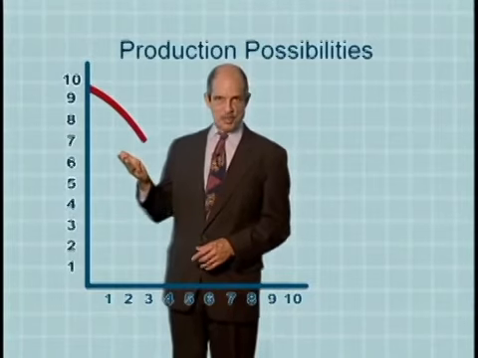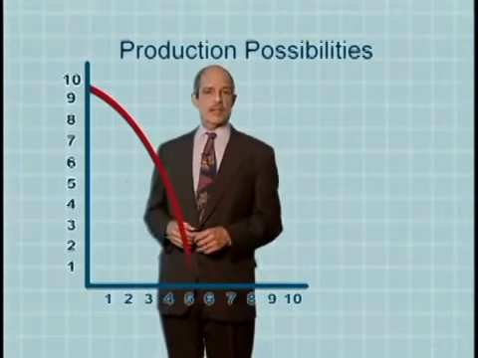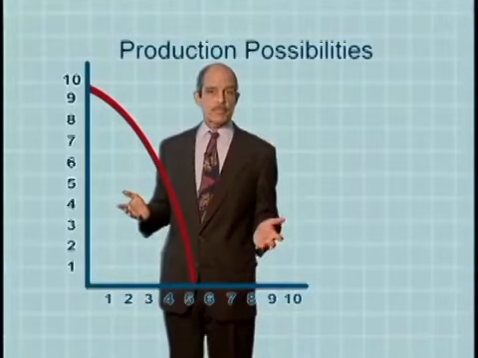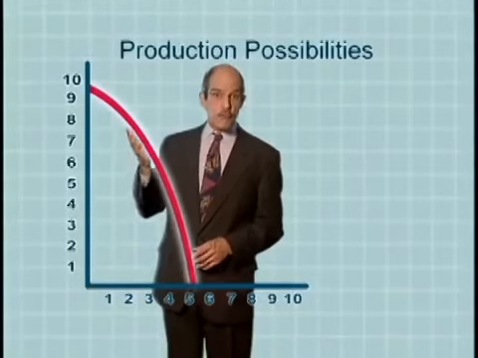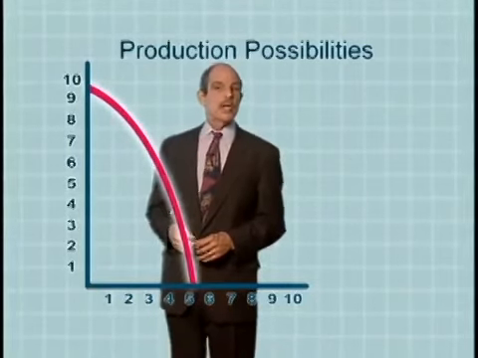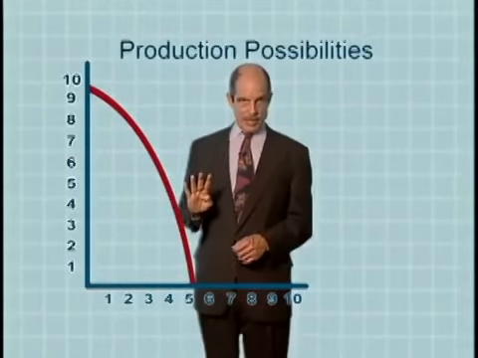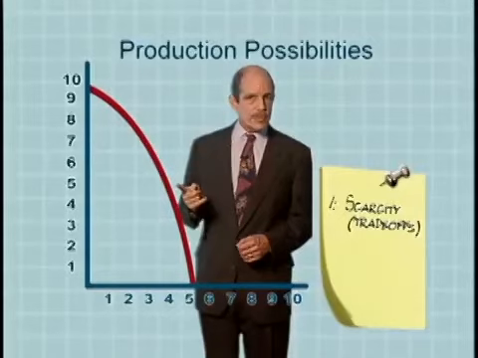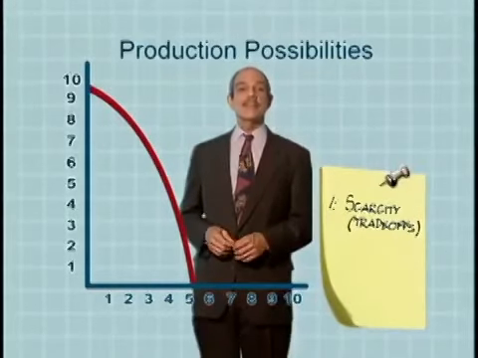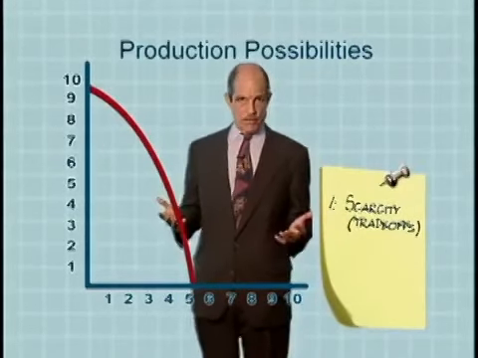The production possibilities curve, a big favorite of economics textbooks, for good reason. The production possibilities curve, or frontier as it's sometimes called, turns out to be a very simple way to illustrate four very important economic ideas. First, it's another demonstration that economics is based on the idea of scarcity, of trade-offs.